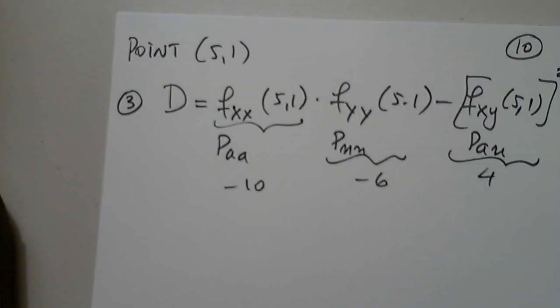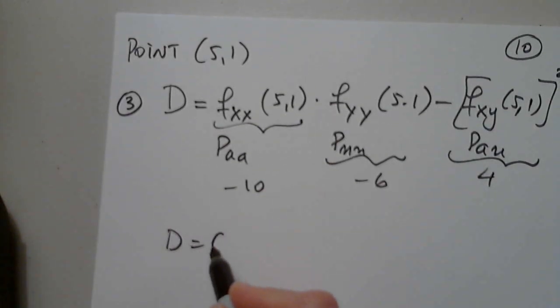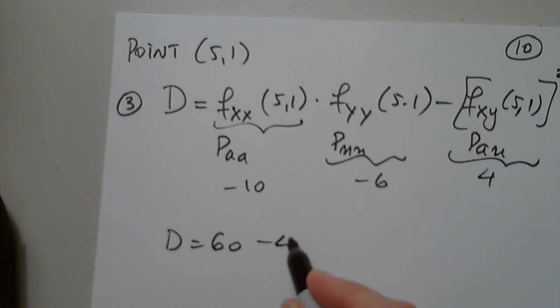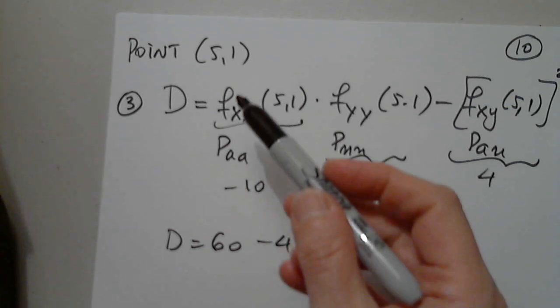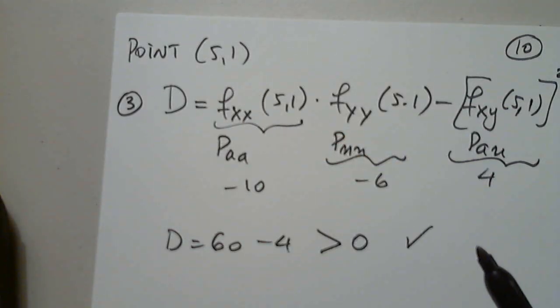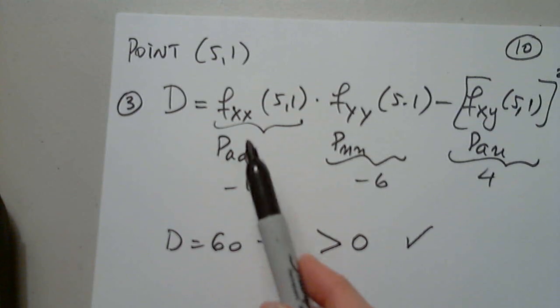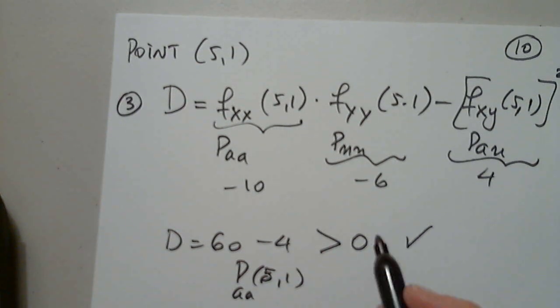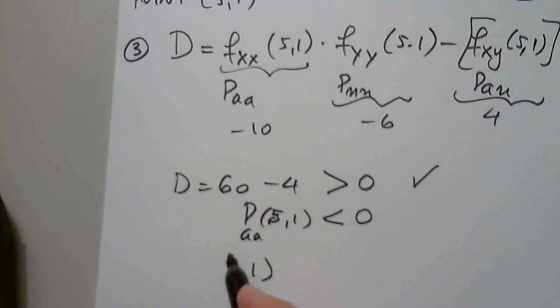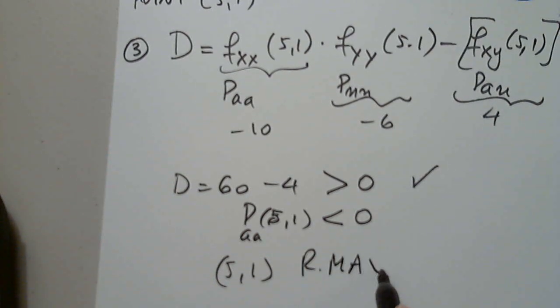So let's see what we get. Negative 10 times negative 6 is 60, and minus 4, this is a positive number. We're in business. Meaning 5 comma 1 is either a max or a min. Since Paa at 5 comma 1 is a number less than 0, 5 comma 1 is a relative max.